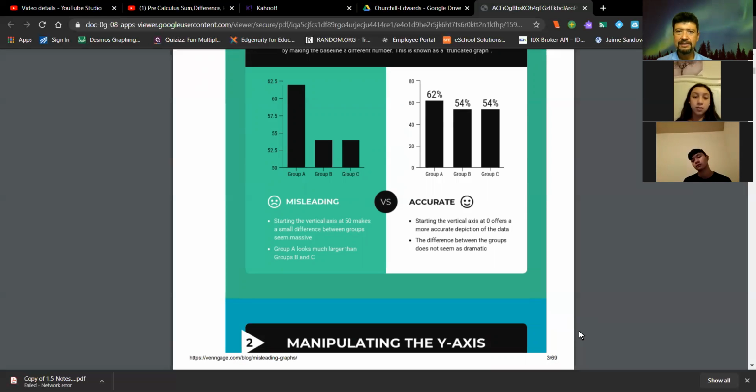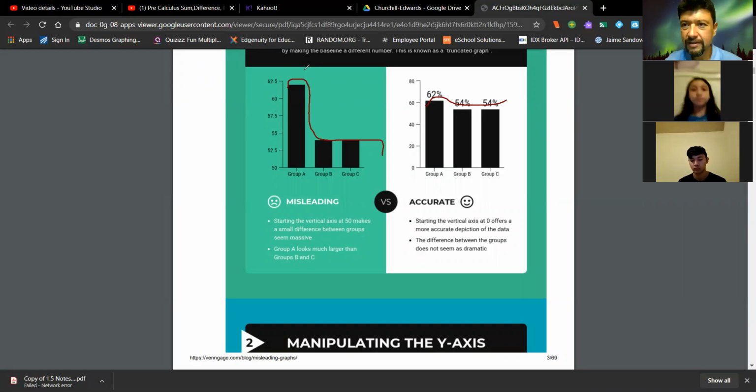So Celeste, does this seem like it's being misleading from left to right? Yes. Why? Because on the left side, you can see that group A has a lot more people, while group B and group C don't. They're low. While on the other graph, it's 60%, 54%, and 54%. And then look at this one, this is more even. So this is one of the things they did. They started the baseline at 50 so it could look so much more different.